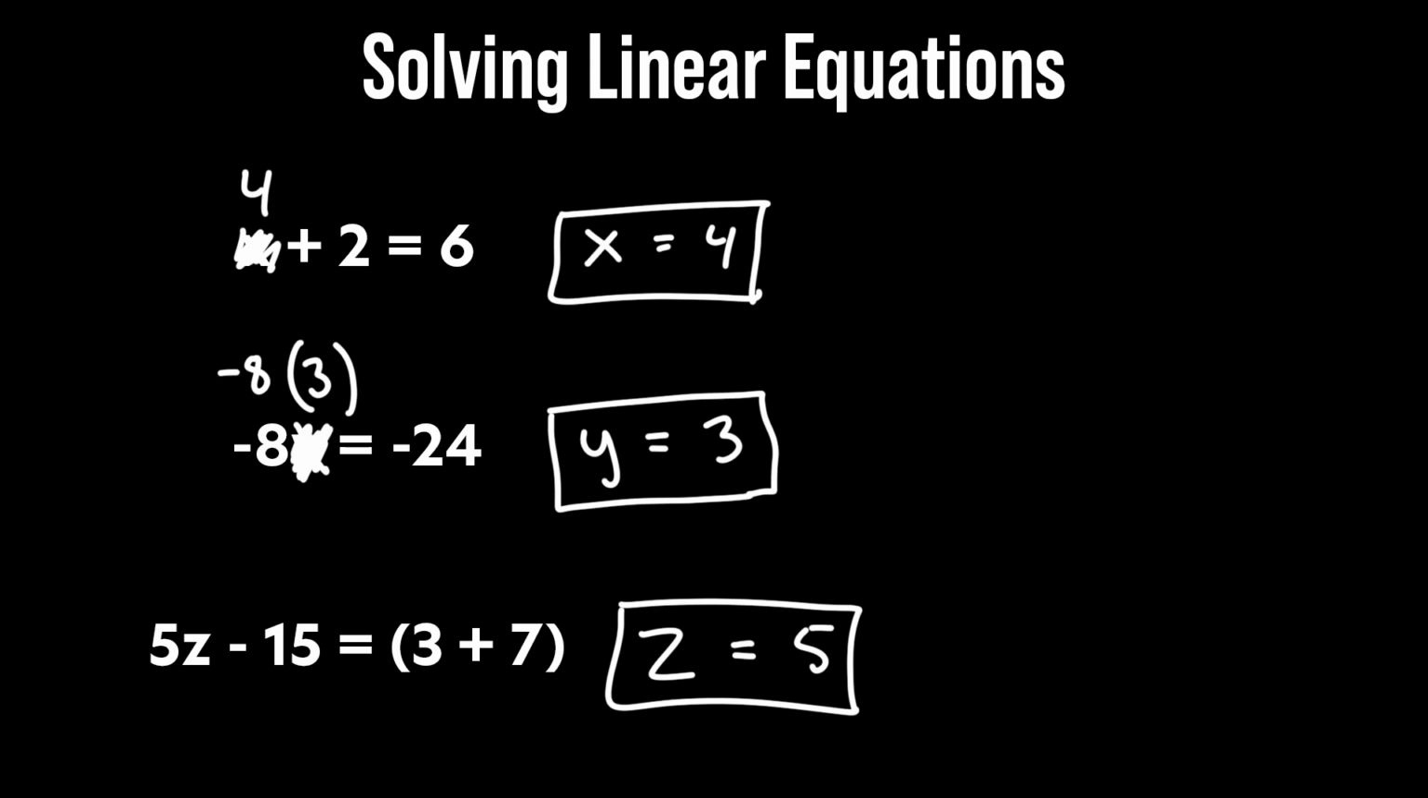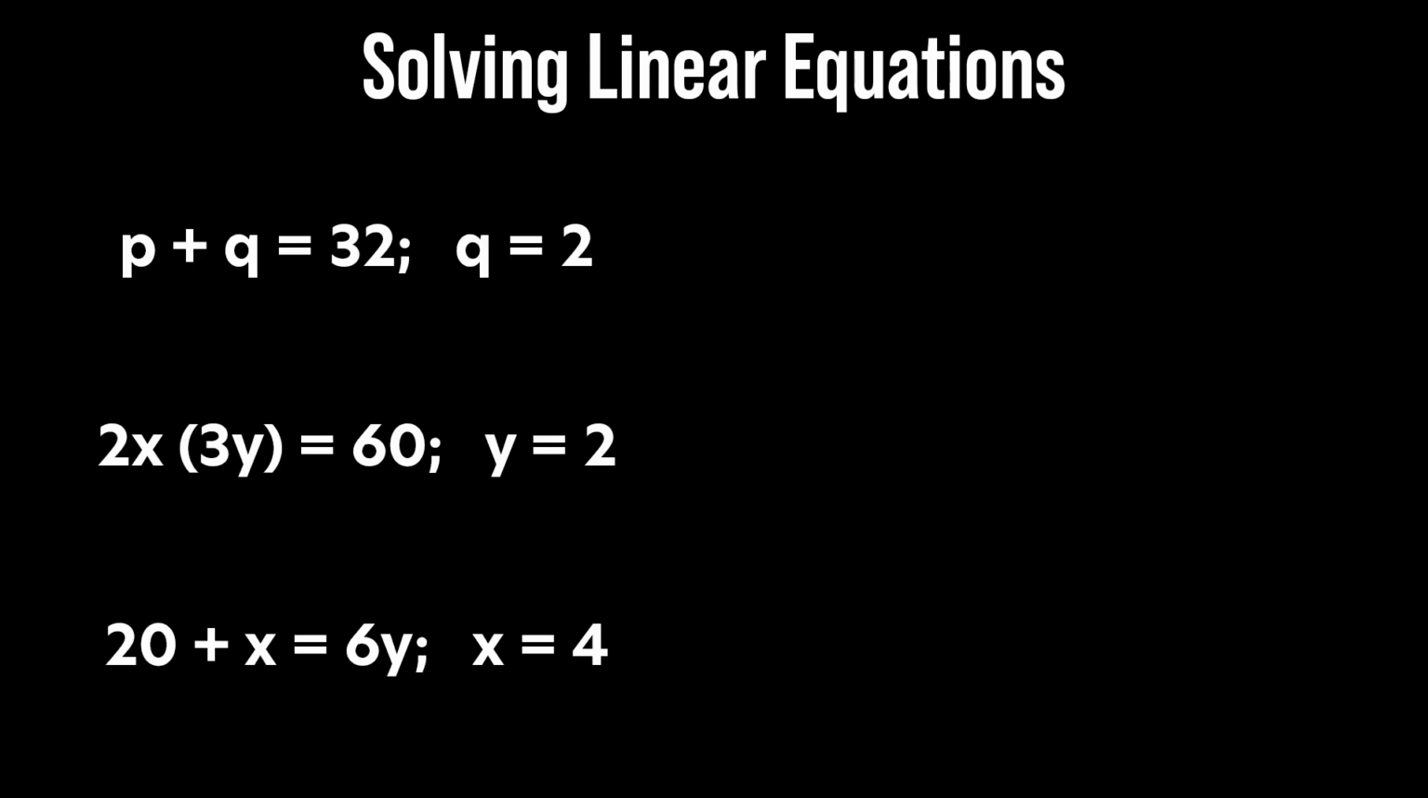And then the last one, we'll plug in 5 for z. So it'll be 5 times 5, which is 25. And so we know 25 minus 15 is equal to 10. And the right-hand side is 3 plus 7, which is also equal to 10. So we know that this is also right.